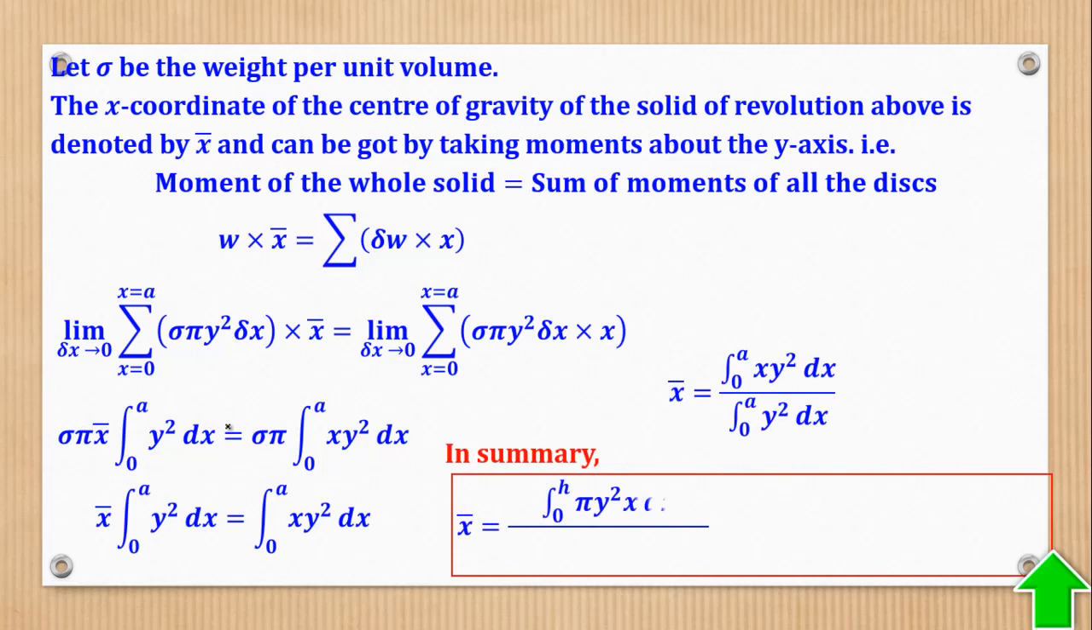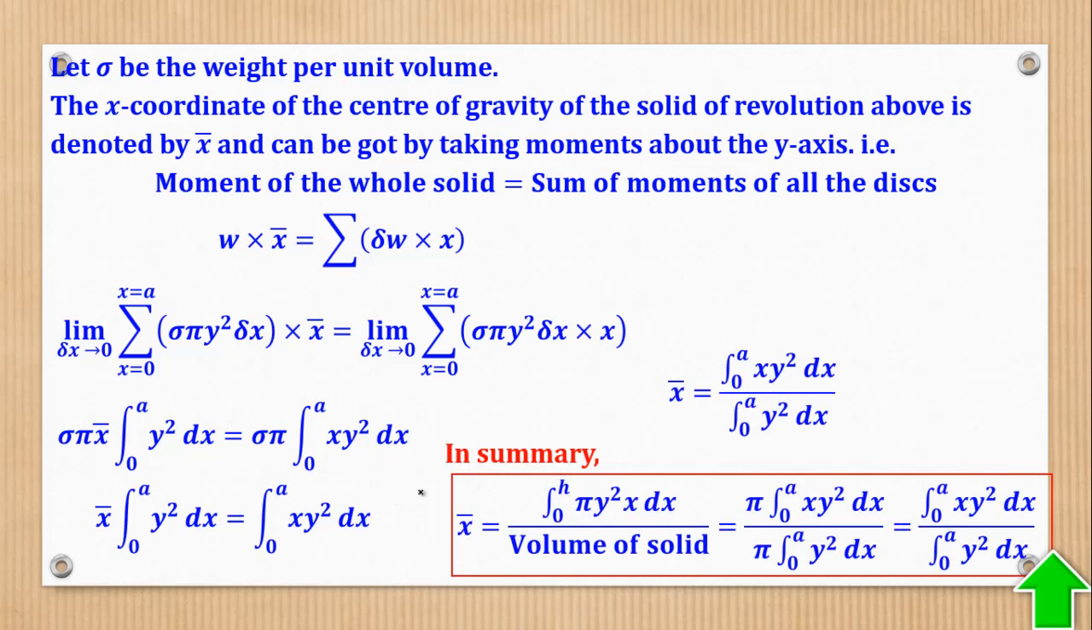So in summary, you can either use this. Now where is this coming from? That is coming from here.